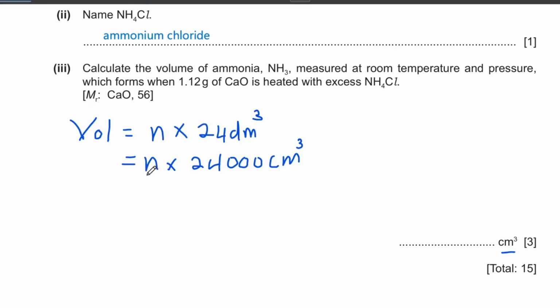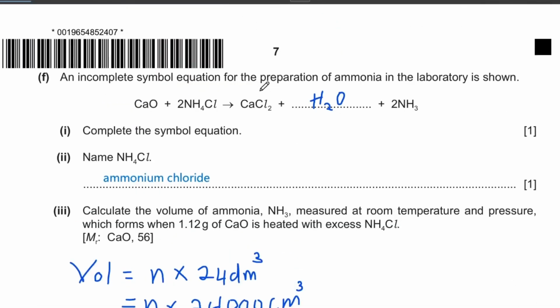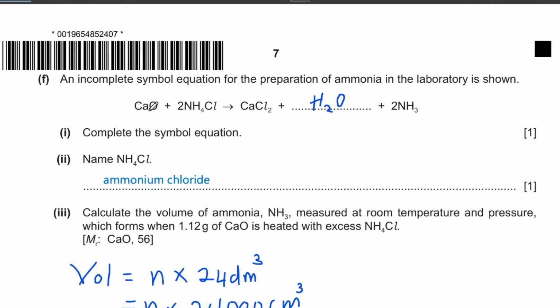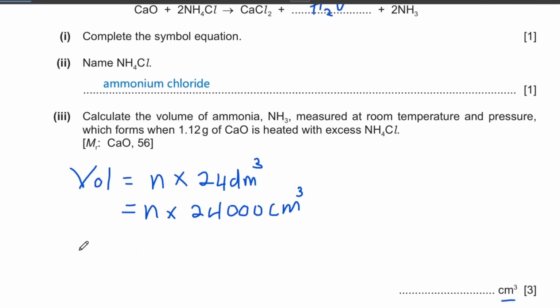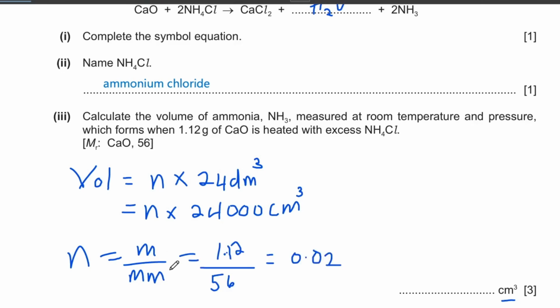Then we need to find n, the number of moles of ammonia gas. From the question, we are not given the mass or the number of moles of ammonia gas, but we are given the mass of calcium oxide. Since we have the equation of the reaction, we can get the number of moles of calcium oxide, and then use the mole ratio to get the number of moles of ammonia. How do we do that? Remember the formula: number of moles is equal to mass over molar mass. The mass is 1.12 gram and the molar mass is 56, so 1.12 divided by 56 gives us 0.02 moles.